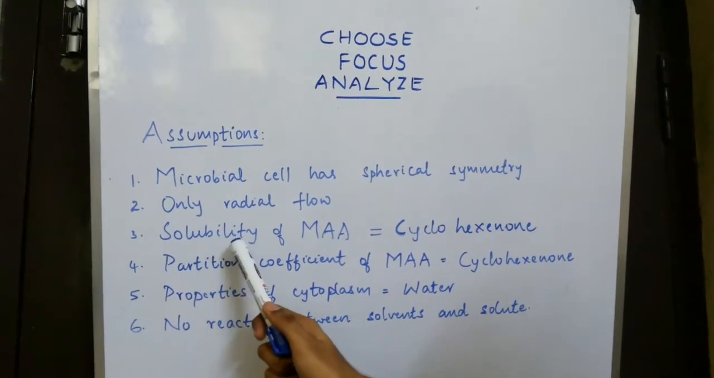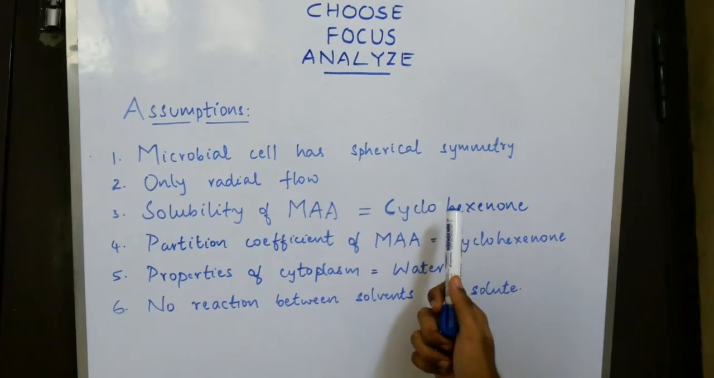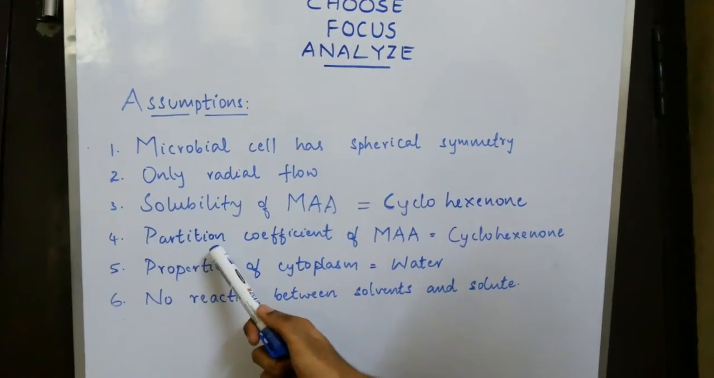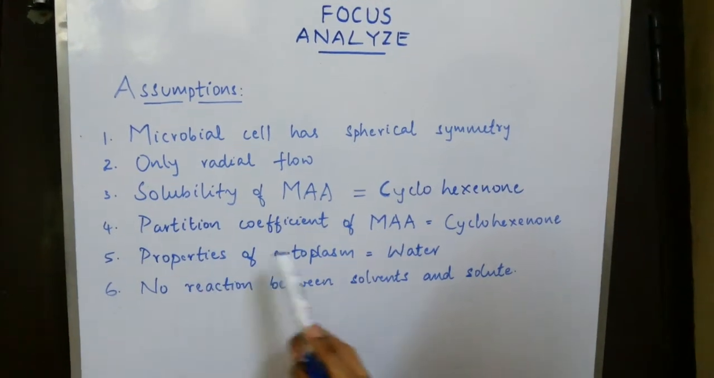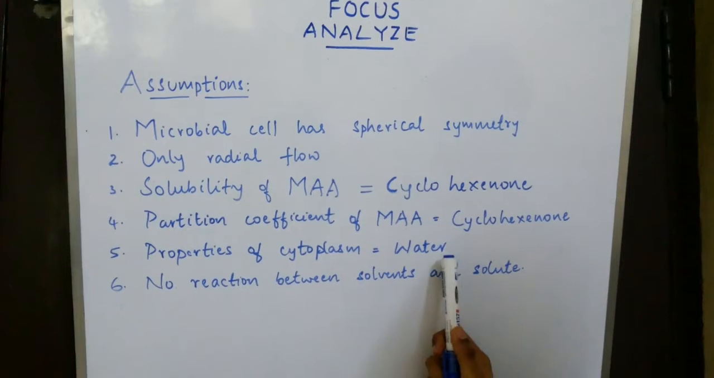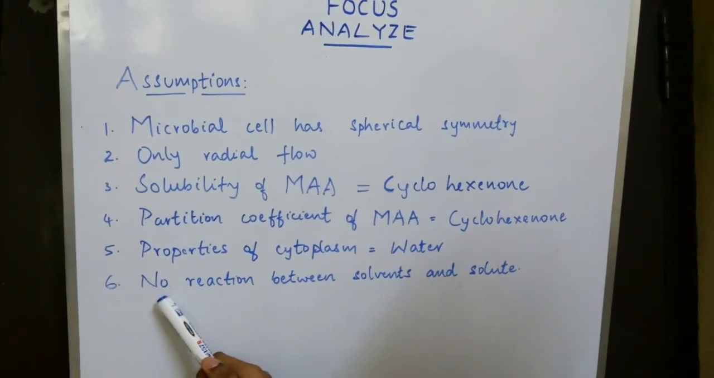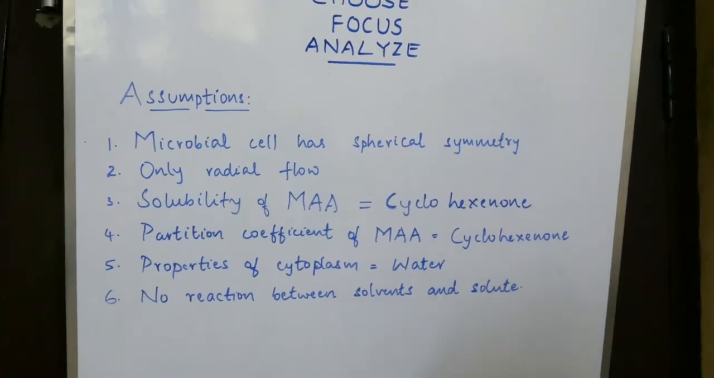We assume that the solubility of mycosporine-like amino acids is equal to that of cyclohexanone, which implies that the partition coefficient of MAA is equal to that of cyclohexanone. Properties of the cytoplasm present in the cell can be approximated to the properties of water. And during the extraction process, there is no reaction between solvents and the solutes.